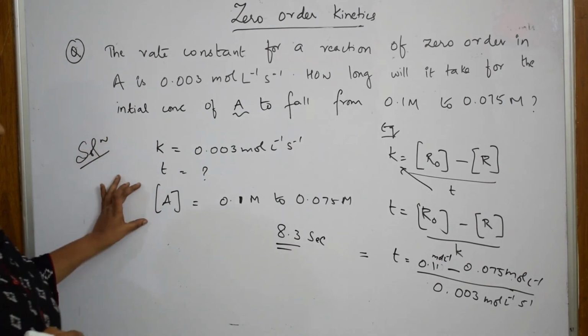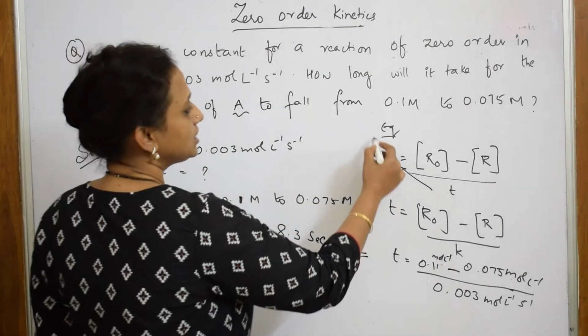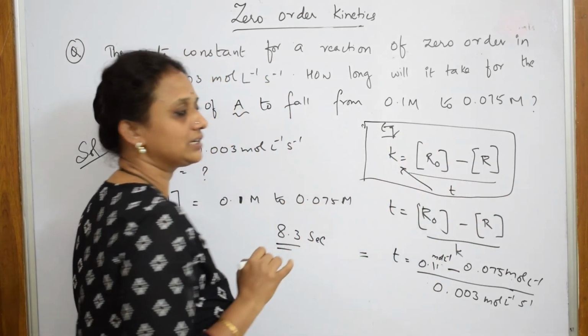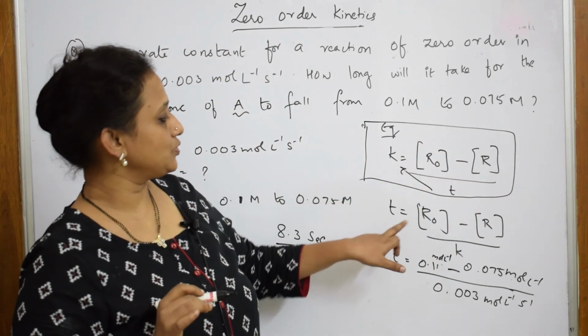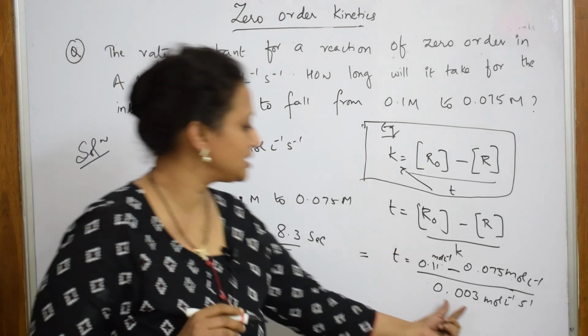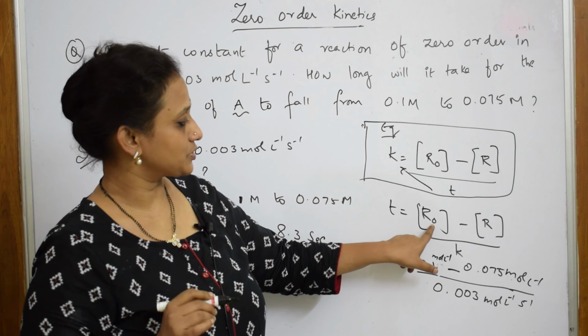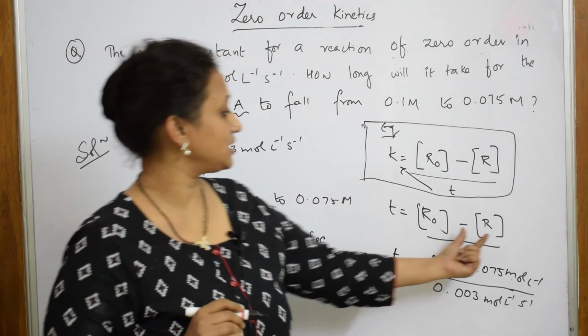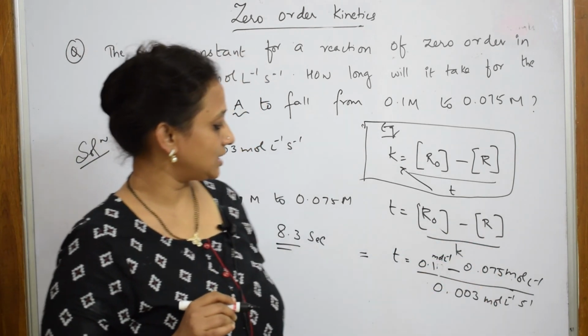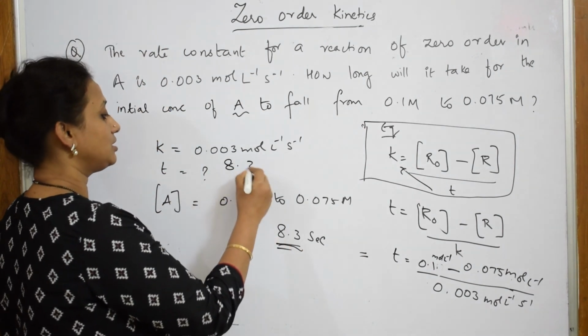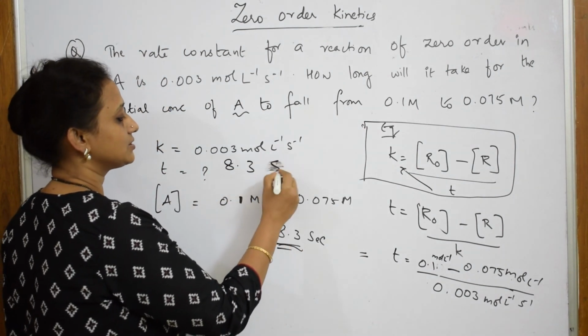They've given me this data. They've asked me to find out t. So now this is your rate constant or rate equation according to the rate law. I've substituted the values of K, which is given to me as 0.03. Initial was given to me as 0.1. I've substituted in this. Then final was given to me as 0.05. That also done. After calculating, I've got a time. They've asked me this. So I've got 8.3 seconds. That is your answer.